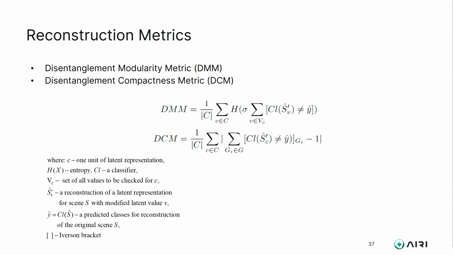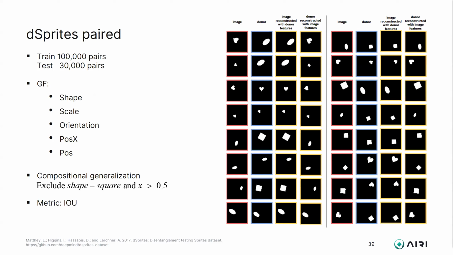Okay, so let's continue. Now we discuss our datasets and the results that we get. The first dataset is the dSprites dataset. It consists of 100,000 randomly selected pairs of images, and we also generate 30k pairs for the test split. The ground generative factors for this dataset were only 5: shape, scale, orientation, position X, position Y.